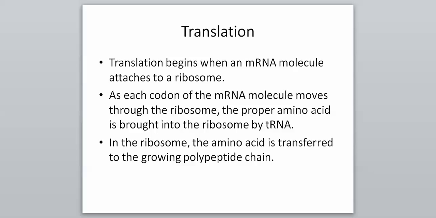And as each codon, which remember is the three letters, either A, U, C, or G, of the mRNA molecule moves through the ribosome, the proper amino acid is brought into the ribosome by tRNA. Remember, tRNA is transfer RNA, and its job is to transfer amino acids. So it'll bring the proper amino acid to the ribosome whenever it is needed. In the ribosome, the amino acid is transferred to the growing protein, or polypeptide chain, which is just another word for protein.